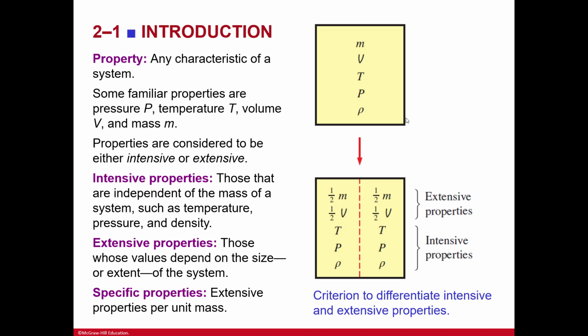So this is very similar to thermo in that it's any characteristic of a system, right? So the system that you are looking at, any characteristic of that system is a property. And familiar ones that we have is P for pressure, capital T for temperature, and volume, capital V, and then mass is M. Properties are considered to be intensive or extensive, right?